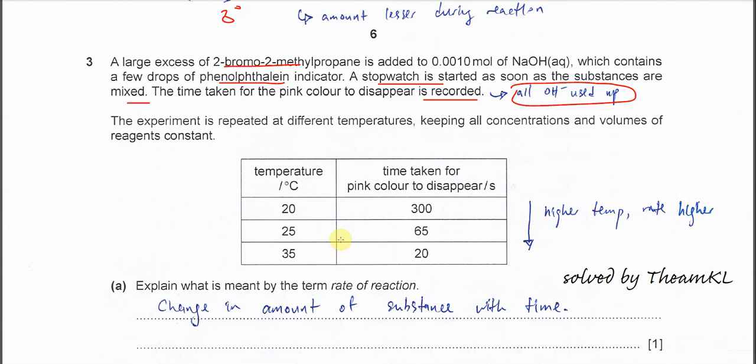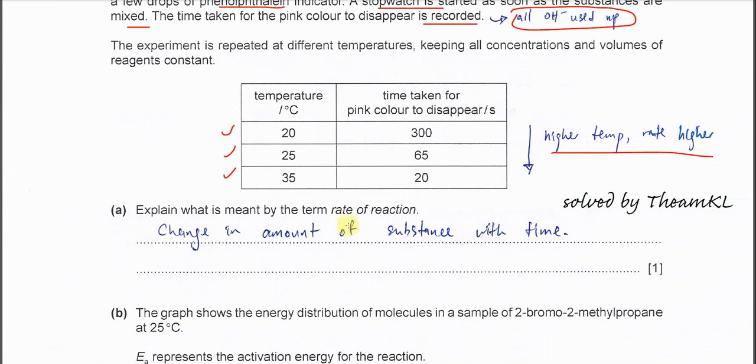And for this question, it has 3 different temperatures. 20 degrees C uses 300 seconds. 25 uses 65 seconds. 35 degrees C uses 20 seconds. So from here we know that when temperature is higher, rate is higher.